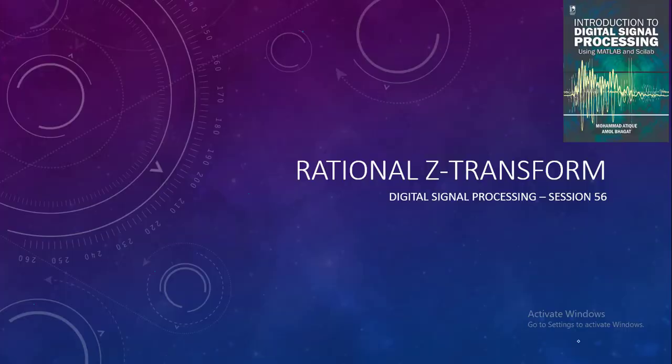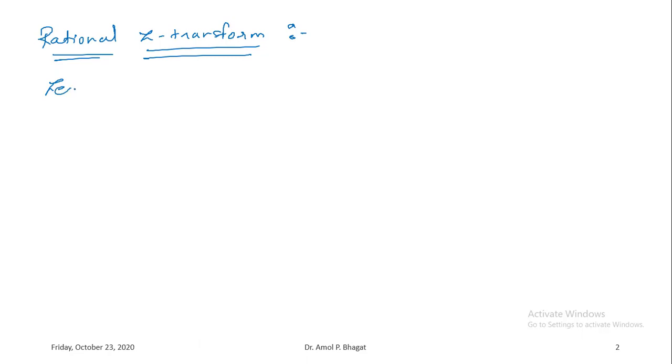In previous sessions, we had discussed various properties of the Z transform. Today, we'll be discussing the rational Z transform. Here, in the rational Z transform, we'll be looking at what zeros are and what poles are. Initially, we will define zeros.